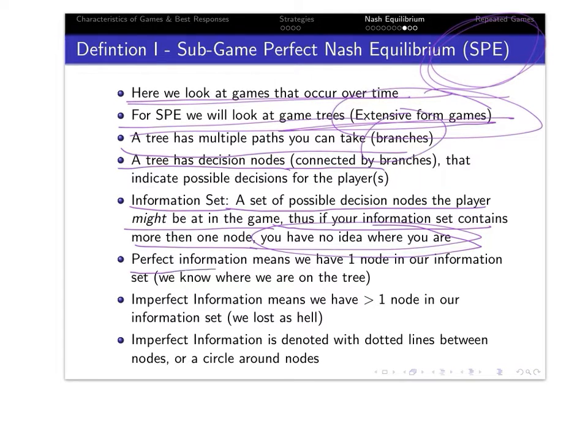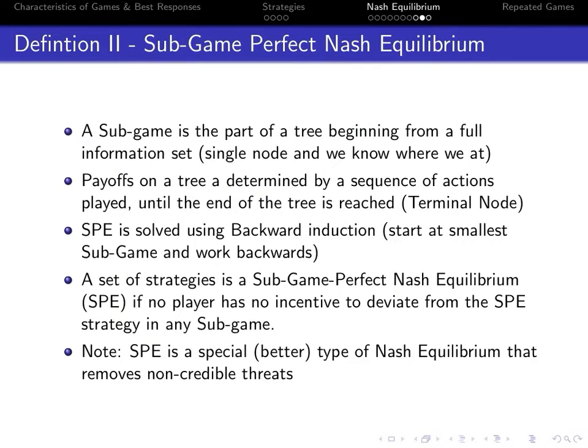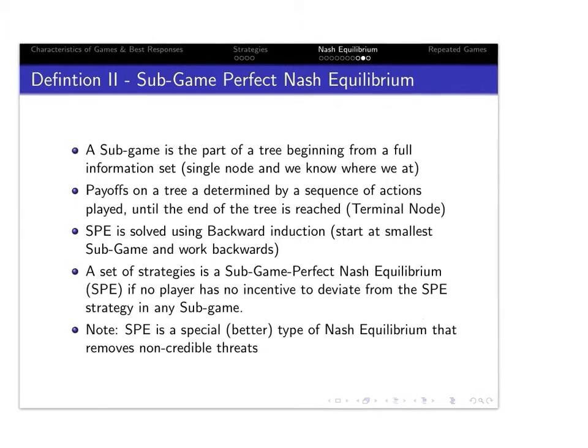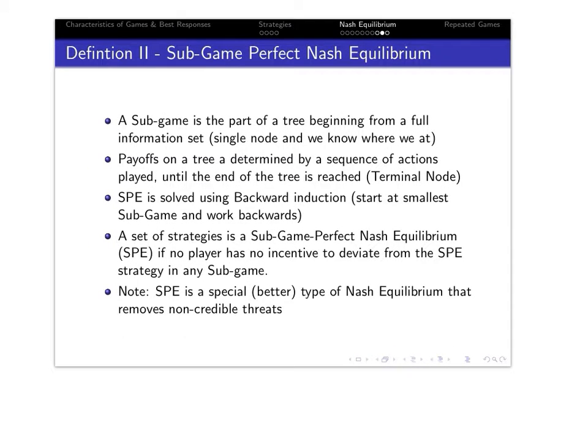So perfect information means that we have one node in our information set. We know where we are on the tree. If you have more than one node in your set, then you have no idea where you are, and that's referred to as imperfect information. Imperfect information is denoted with dotted lines or a circle between nodes. I thought there'd be a tree there, but you'll see it in a sec. Alright, so a subgame is the part of a tree beginning from a full information set, a single node.